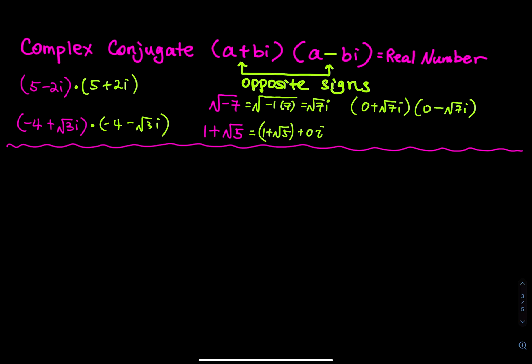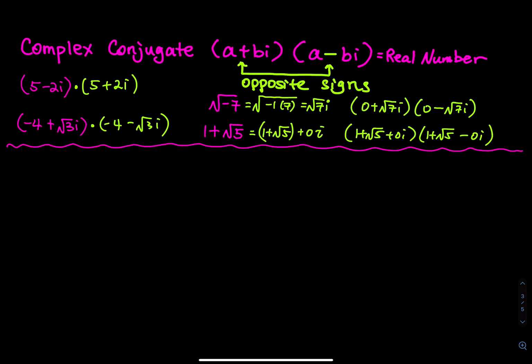When you multiply this, root 7 times root 7 becomes 7, and then i times i becomes i squared, which is equal to negative 1. So the answer is just equal to positive 7. And then the other one, 1 plus root 5 plus 0i, you have to multiply by 1 plus root 5 minus 0i.